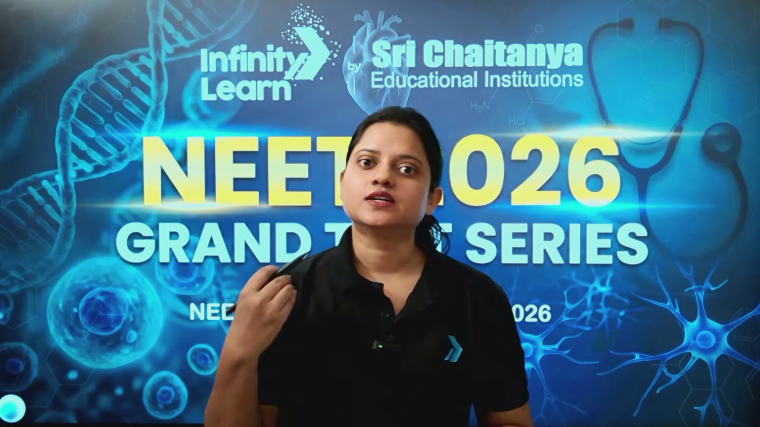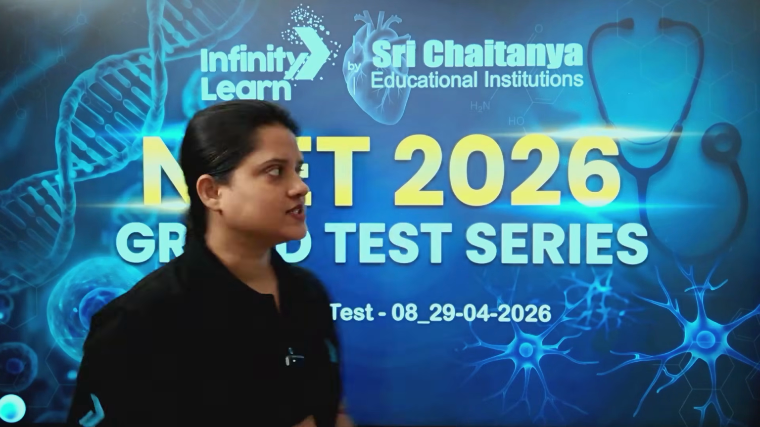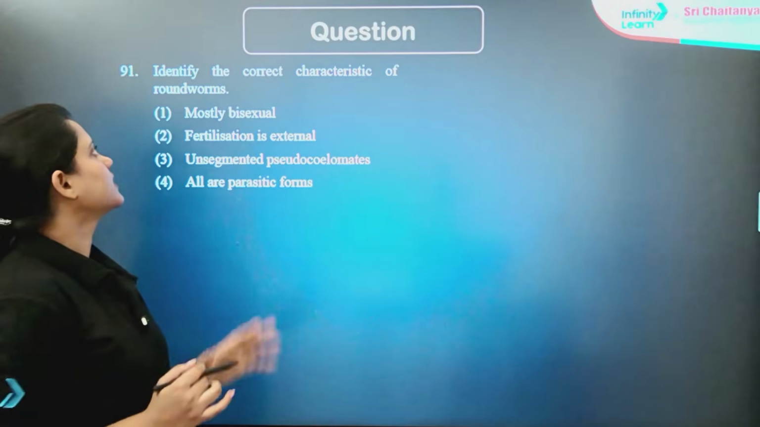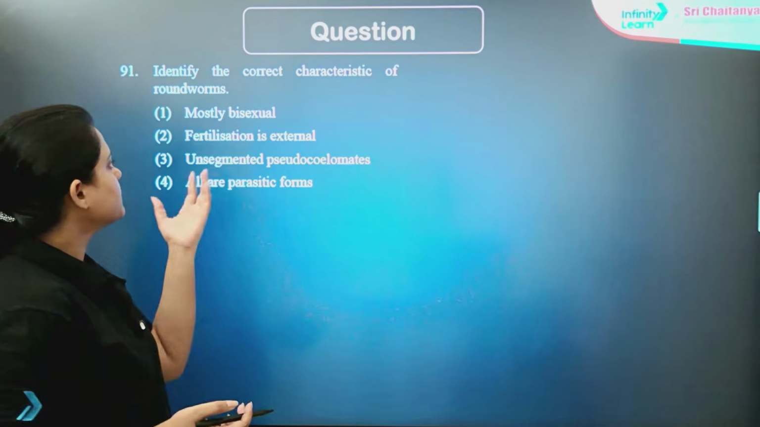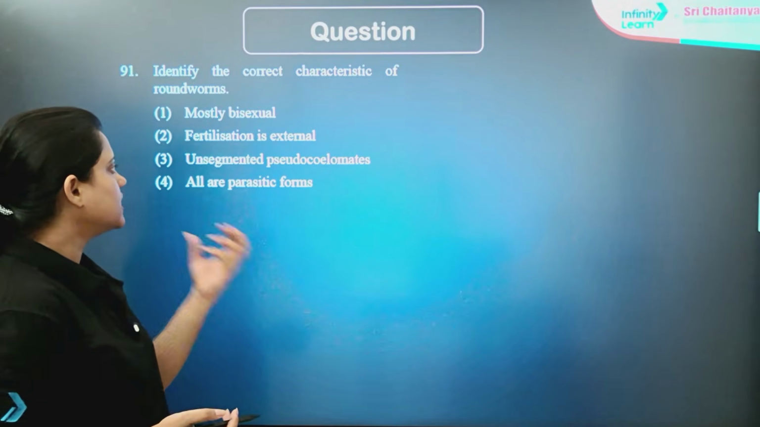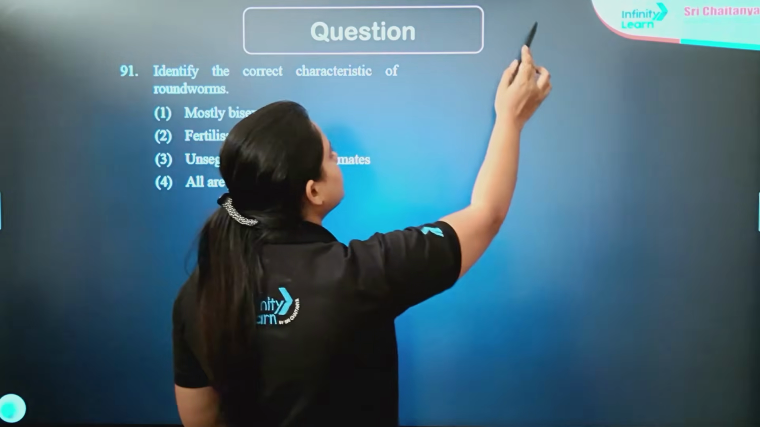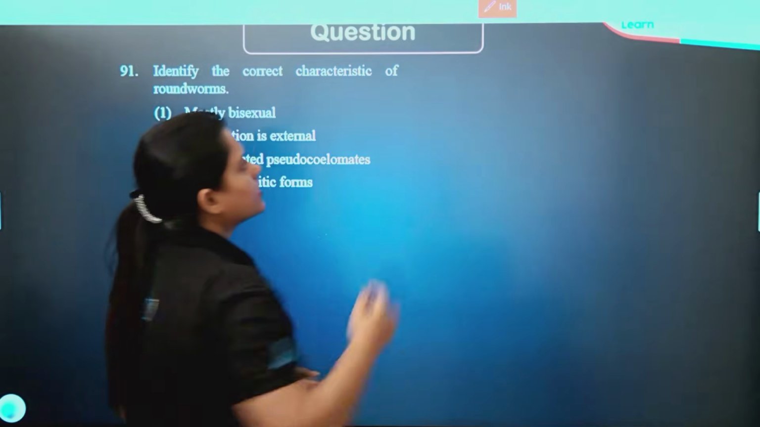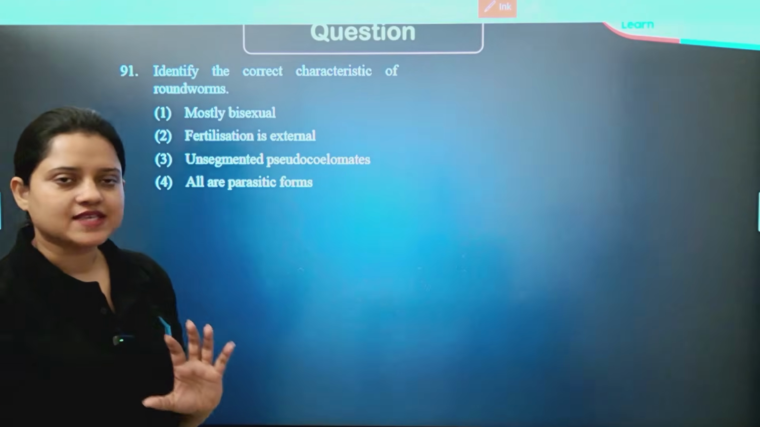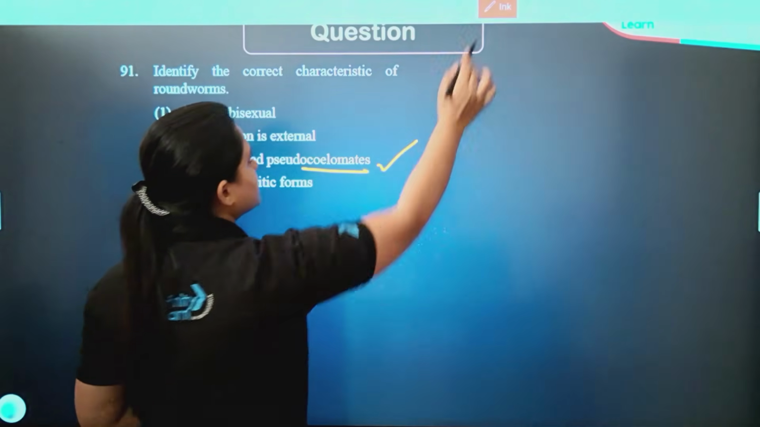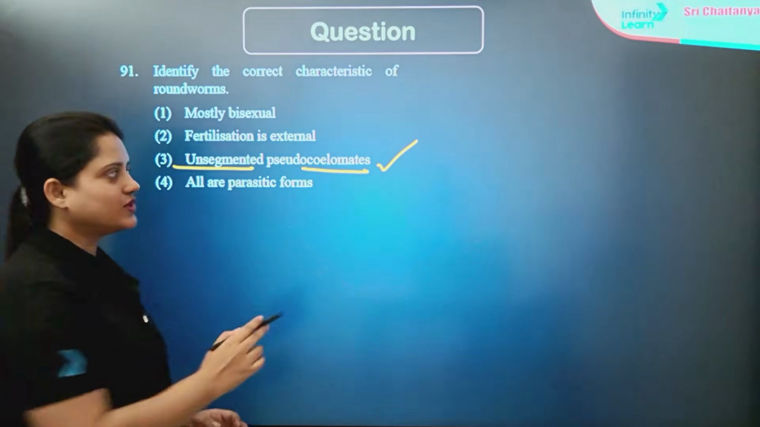Let's see the zoology portion of GT8. So this is the first question. Identify the correct characteristic of roundworms. Mostly bisexual, fertilization is external, unsegmented, pseudocoelomate, and all are parasitic form. So definitely when we talk about roundworms or aschelminths, these are unsegmented and pseudocoelomate. So correct answer for this question should be 3.